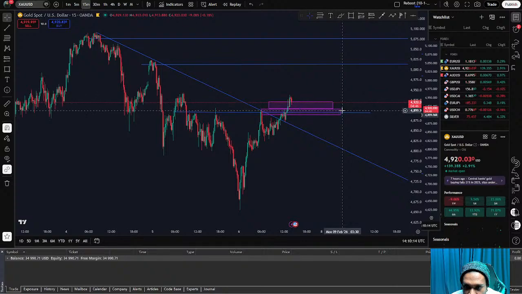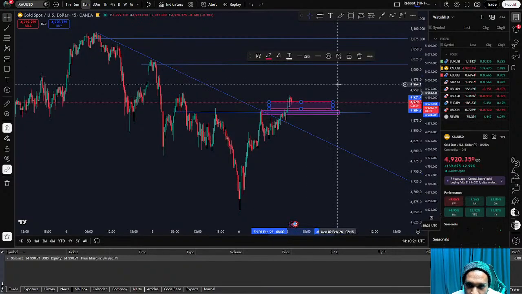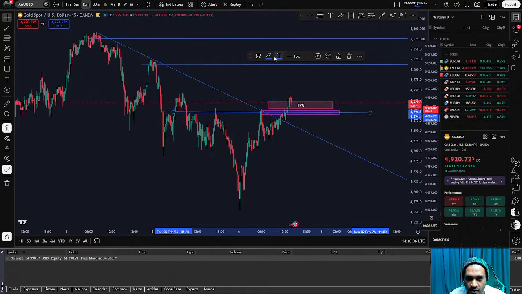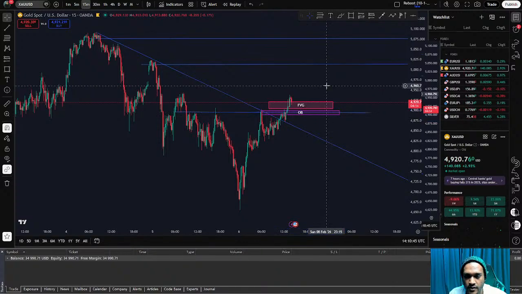If it's going to be a buy entry for us, it's going to be right here. So for this one here, let me change this color to something lighter. Okay, so we're going to add text here: fair value gap, or FVG for short. And for this one right here, this is what we call the order block, or OB for short.